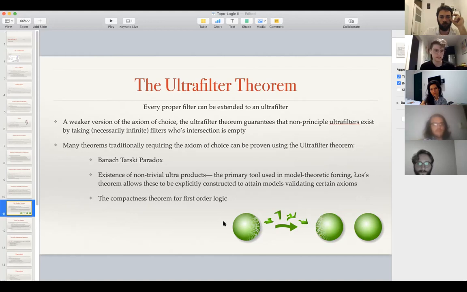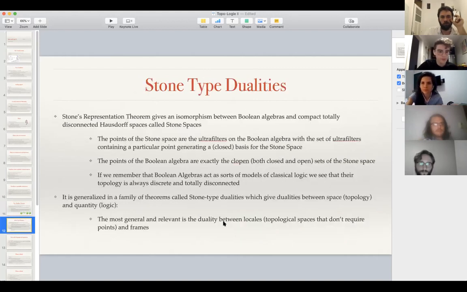Also, the ultrafilter theorem guarantees the existence of non-trivial ultraproducts, which we will get to, which are used in forcing. Łoś's theorem, we'll talk about at the very end. And also, you can use it to prove the compactness theorem for first order logic, which we also will get to. That's a bit about the ultrafilter theorem.